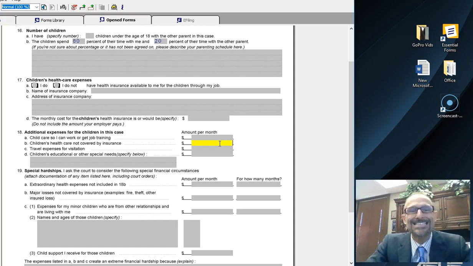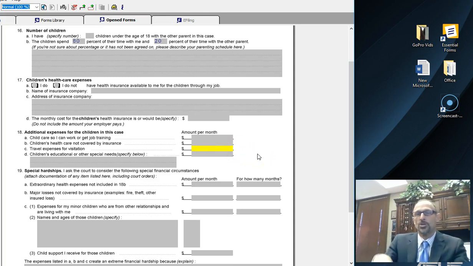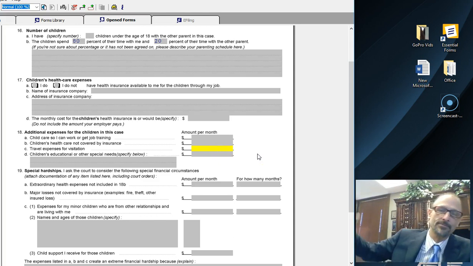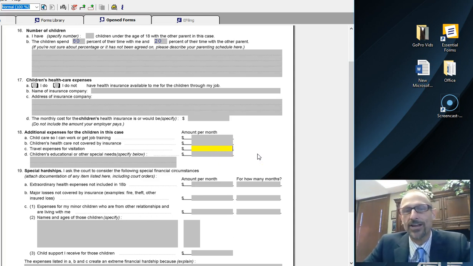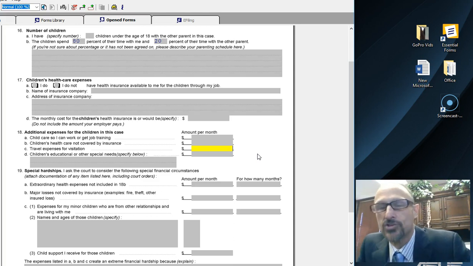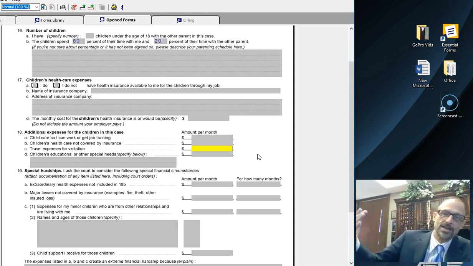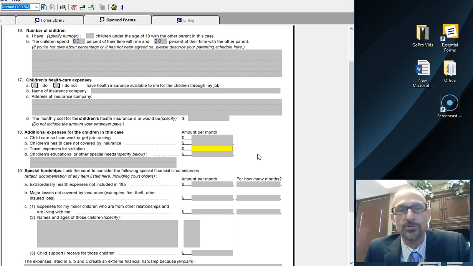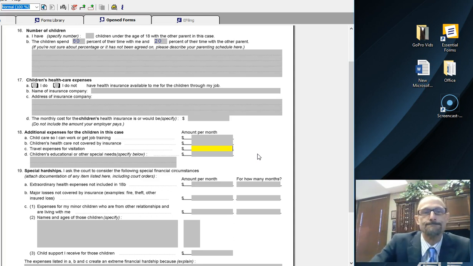All right, 18C, travel expenses for visitation. That's in case, let's say, for example, you have to travel from the Bay Area to Southern California to visit your children, and you do that once a month. You're going to average that cost and put that in there. If you have to fly to Kentucky or Chicago to visit your kids, and you do that once every 2 months, you're going to want to put those average costs per month in there.